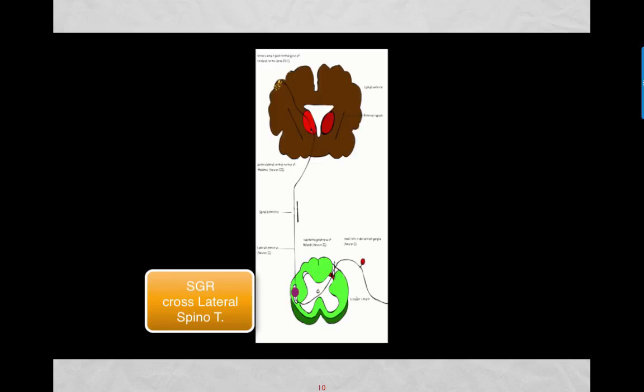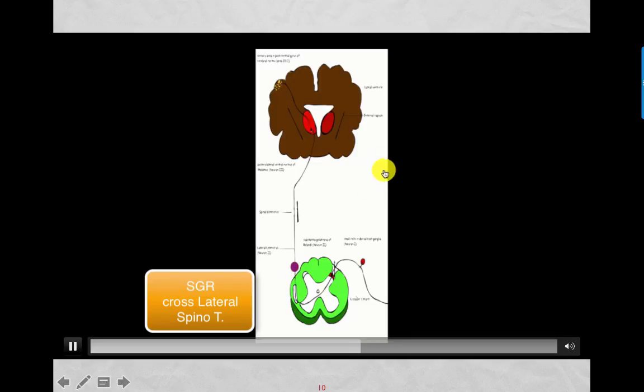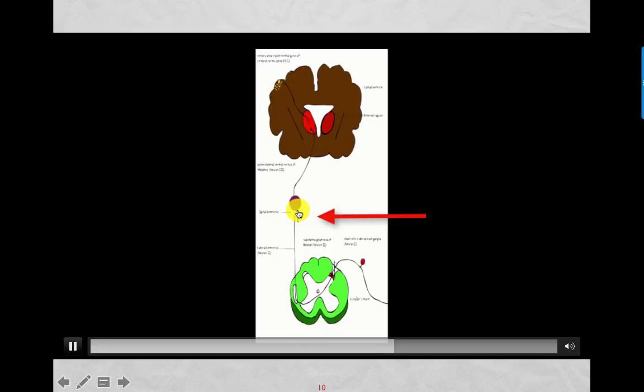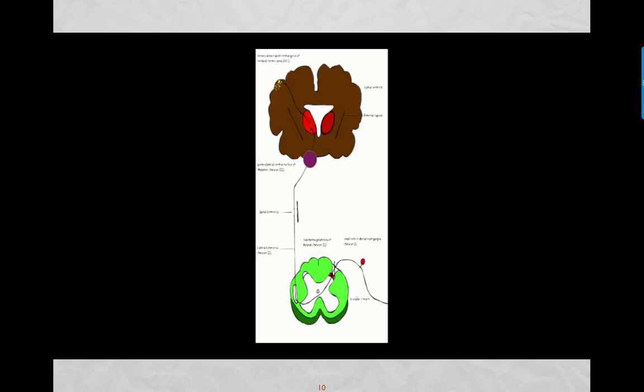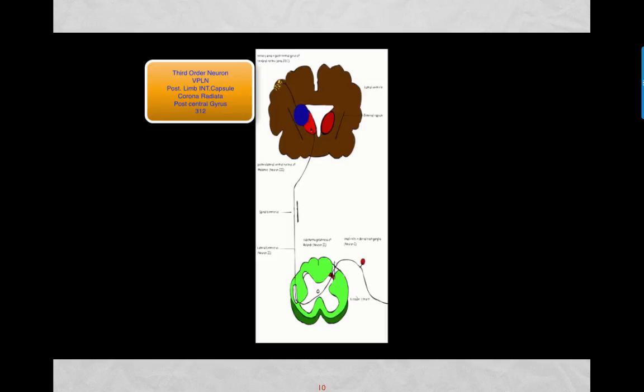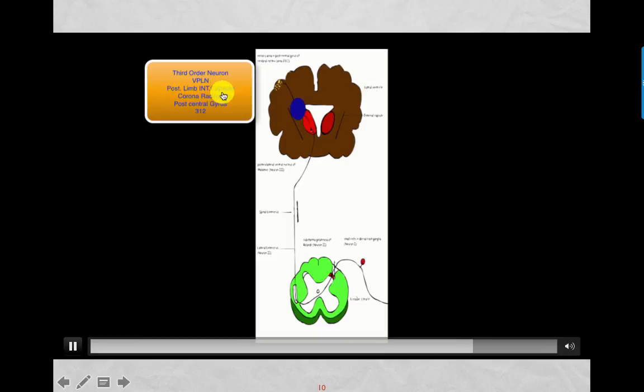And this tract will be present in all the levels of the spinal cord, and in the middle level of the pons it joins the ventral spinothalamic to form the spinal lemniscus in this position. Then the fibers of the spinal lemniscus will pass to the third order neuron, which is the ventral posterolateral nucleus of the thalamus, and the fibers will pass through the posterior limb of internal capsule, then through sensory radiation in corona radiata to reach the post-central gyrus, areas 3, 1, 2.